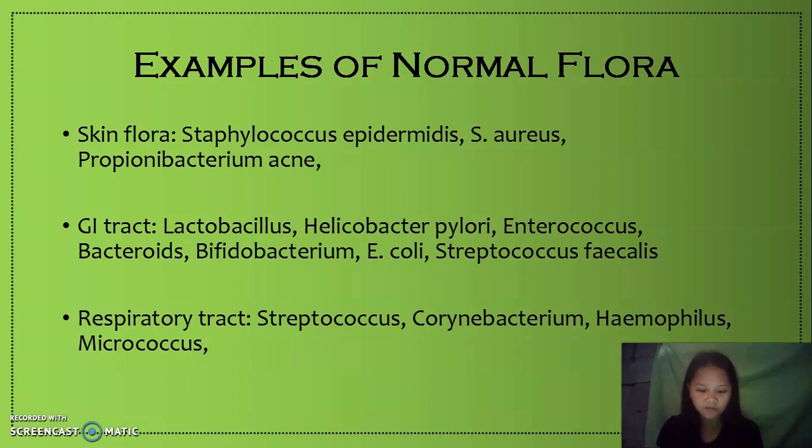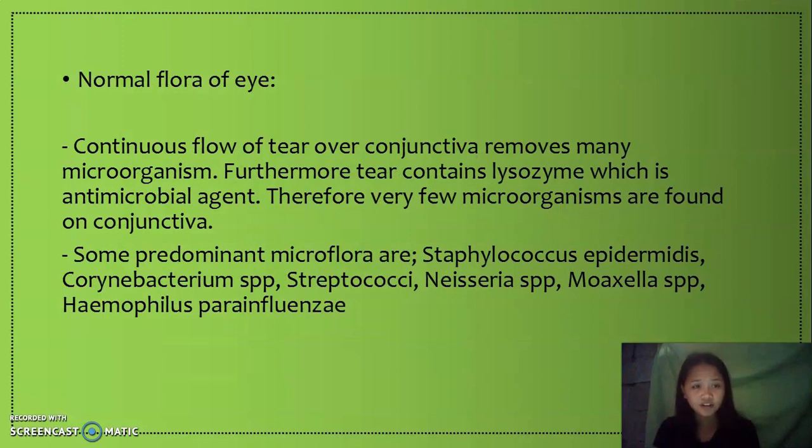And then we have an example of normal flora also in the eye. A continuous flow of tears over the conjunctiva removes many microorganisms. Furthermore, tears contain lysozyme, which is an antimicrobial agent. Therefore, very few microorganisms are found on our eyes. Some predominant microflora are the one that I said in the skin, the Staphylococcus epidermidis, the one in the gut, and the one in the eyes.